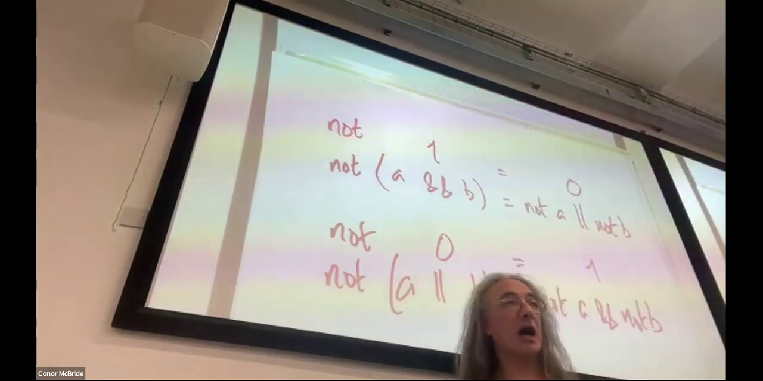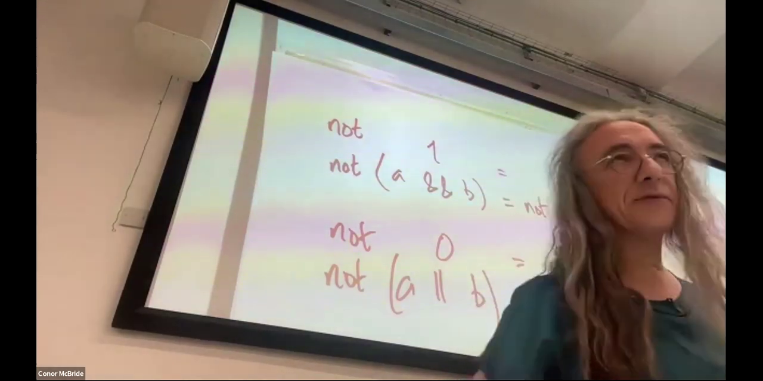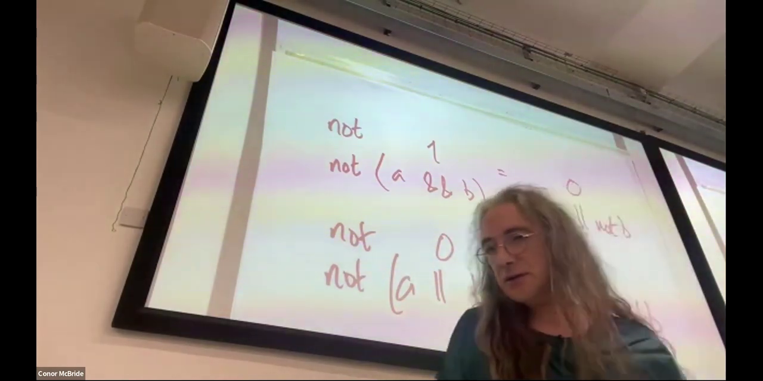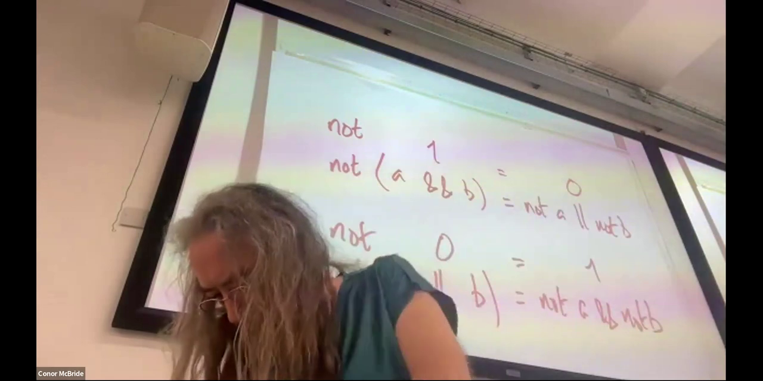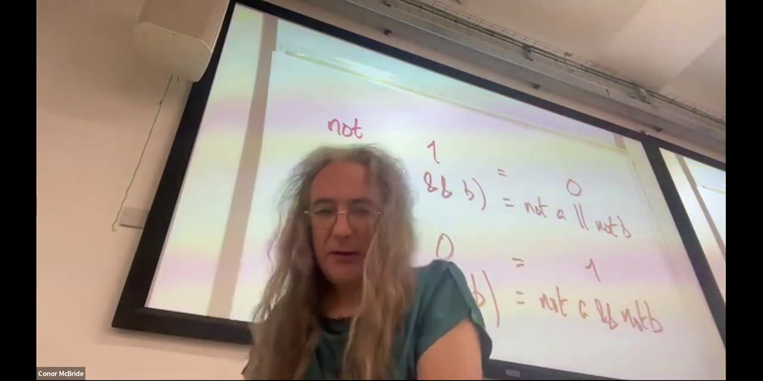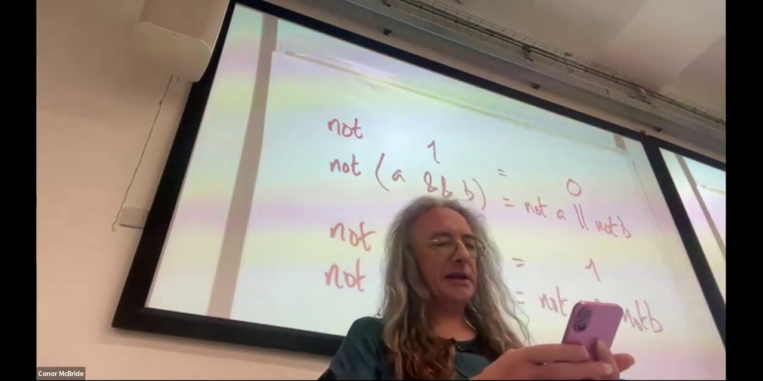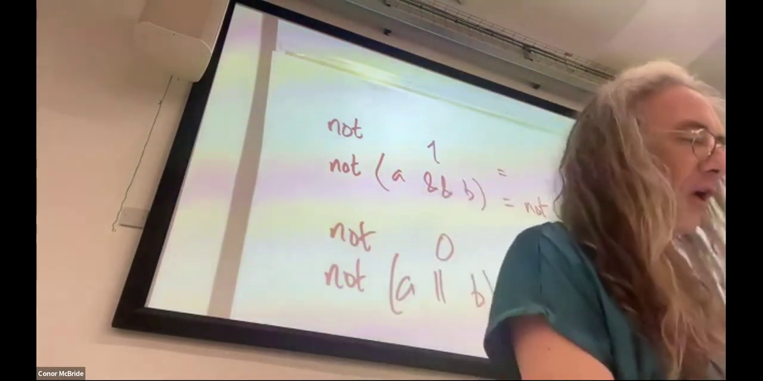Now, Augustus De Morgan lived half as long as George Boole, but he did just as much stuff. I have to shut my phone up. George Boole lived for 80 years. Augustus De Morgan lived for 40.